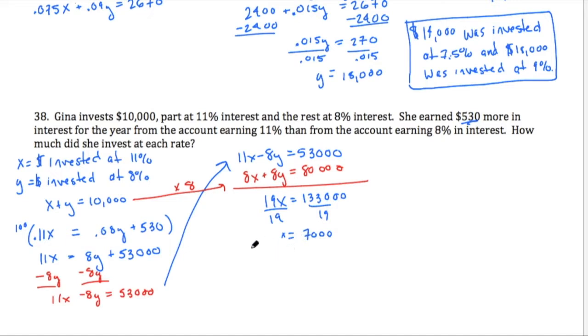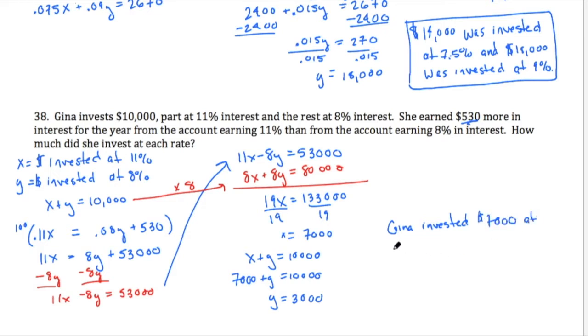So, good. We can go back to our original equation that x plus y is 10,000. So if x is 7,000, we'll plug that in: 7,000 plus y equals 10,000. And of course, that means y is 3,000. So let's answer our question. Gina invested $7,000 at 11% and $3,000 at 8%.